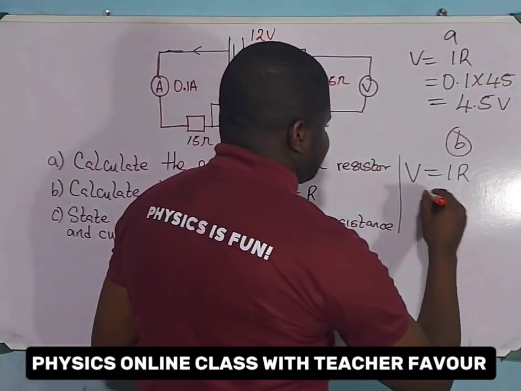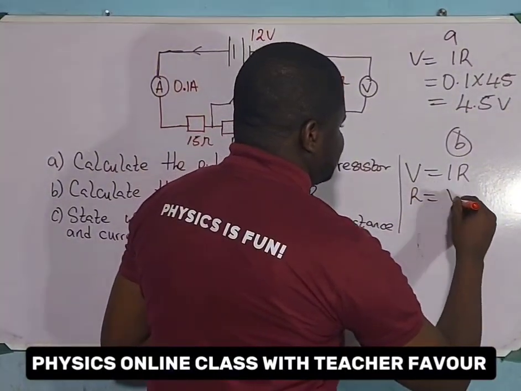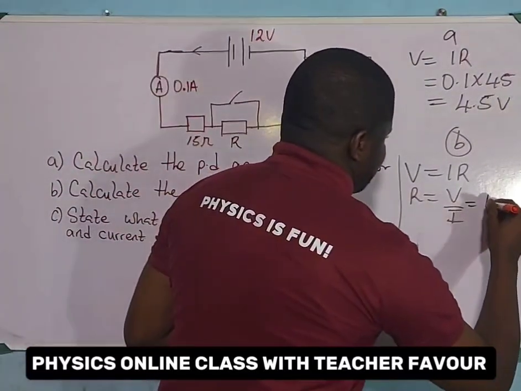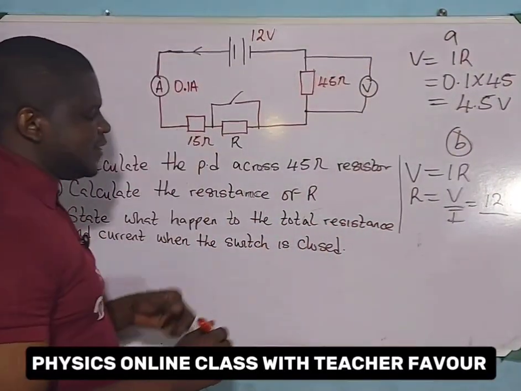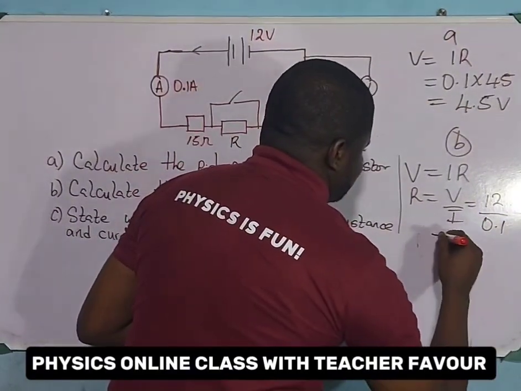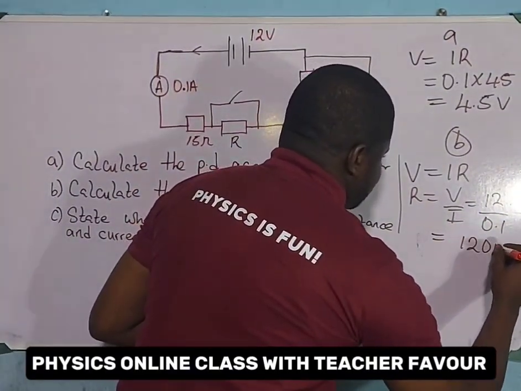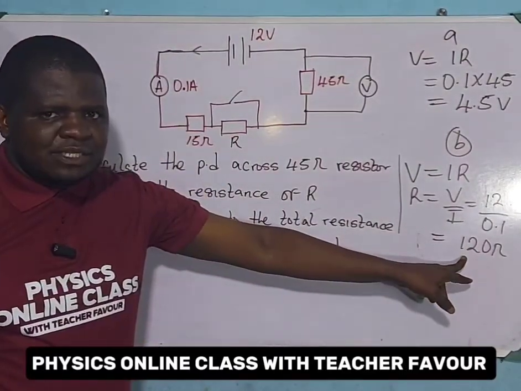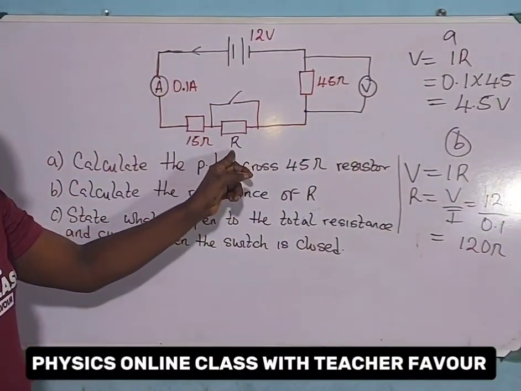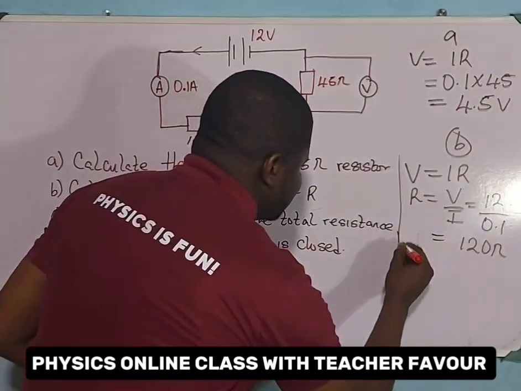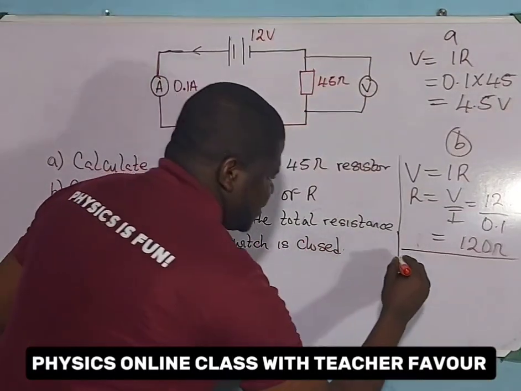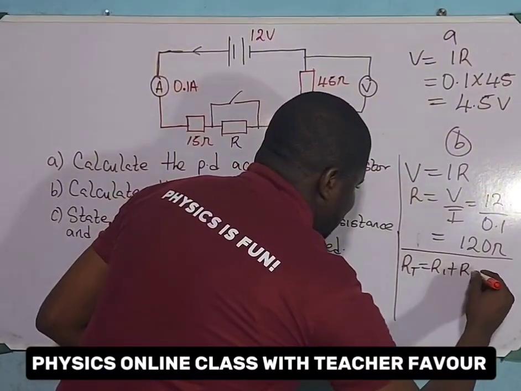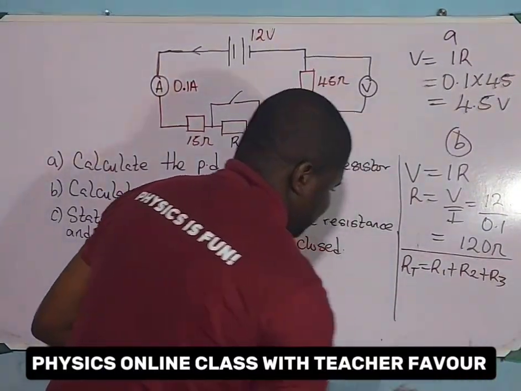So here we are going to have R equal to potential difference over current. Potential difference is 12, so here is 12 divided by 0.1, and that will give us 120 ohms. Which means that the total resistance in this circuit is equal to 120 ohms. But we're asked to find the value of what? This resistance. Since it is a series connection, the total resistance in the circuit will be equal to R1 plus R2 plus R3.